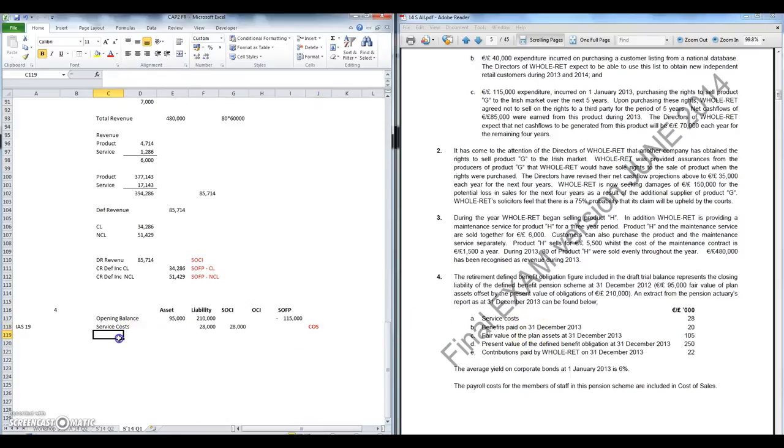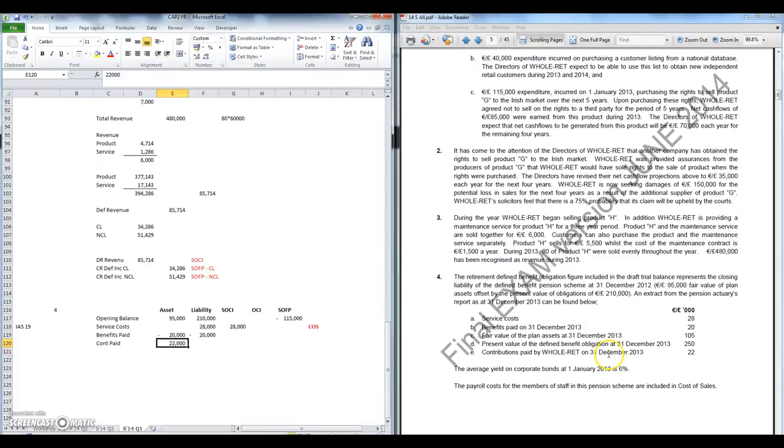Benefits paid. So we have another one, benefits paid, and this essentially is you reduce your assets 20,000 and you reduce your liability. So it's credit assets 20,000, credit liability 20,000. No impact here, right? Because it's netted off. Next one is the total contributions paid during the year. Contributions paid is 22. So that will increase your asset for the year. Okay.